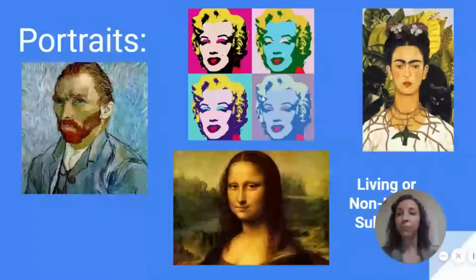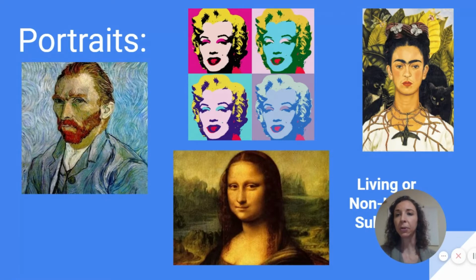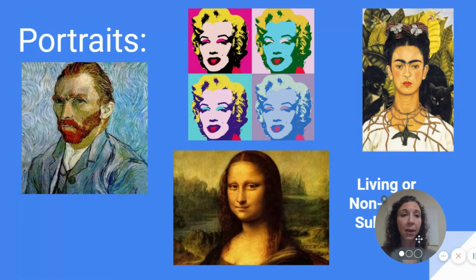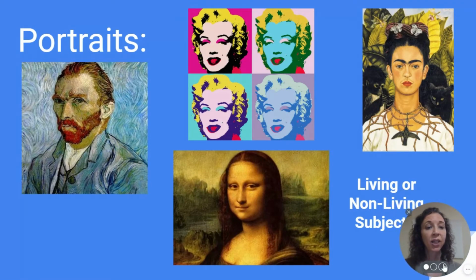We have some different artwork here, some different examples. So you can see there is a Vincent van Gogh self-portrait he made of himself. We have images from pop art that show Marilyn Monroe. She lived quite a long time ago, and they were created of her. Also, we see the most famous portrait or painting in the whole world, the Mona Lisa, created by Leonardo da Vinci. And lastly, we see another self-portrait by Frida Kahlo. And the question is, are the subjects of these artworks living things or non-living things?